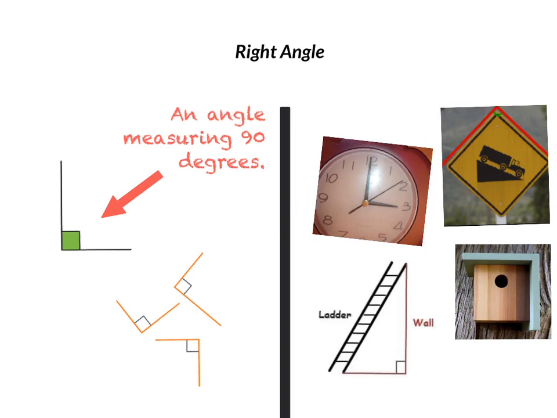The two clock hands are at a right angle to make 3 o'clock. The sign shows a right angle at the top. The bird feeder has a piece of wood that is green, that is at a right angle. And the wall is at a right angle to the ground, so that a ladder may lean against it.